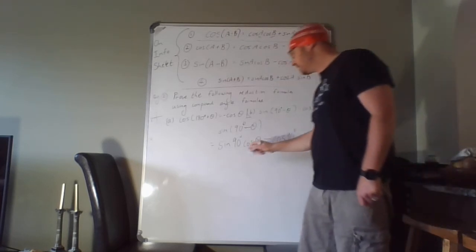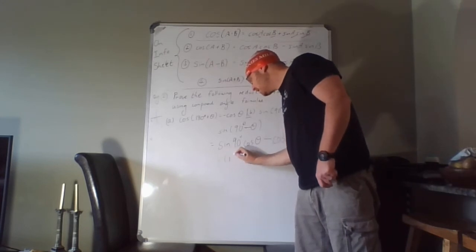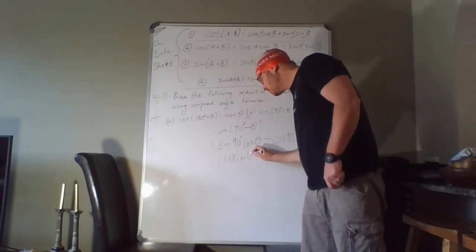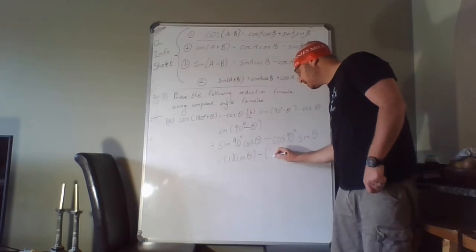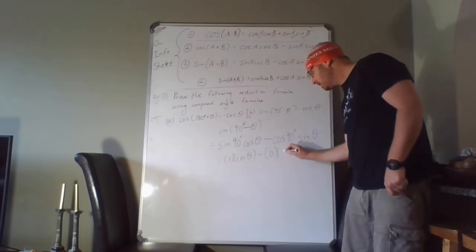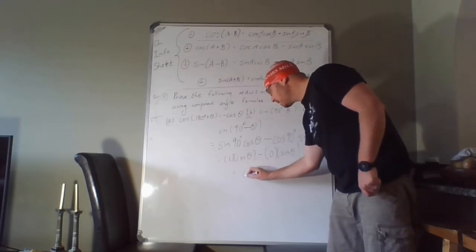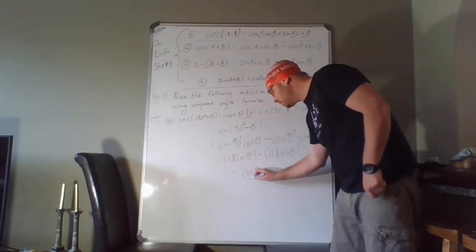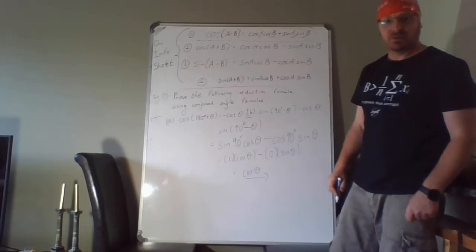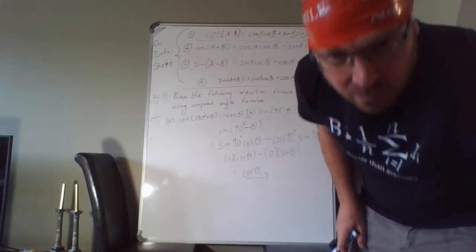And sine of 90 is equal to 1. So I get 1 times cos theta minus, and cos of 90 is 0 times sine theta. So I end up with cos theta, which is what we were hoping to prove. Lovely.